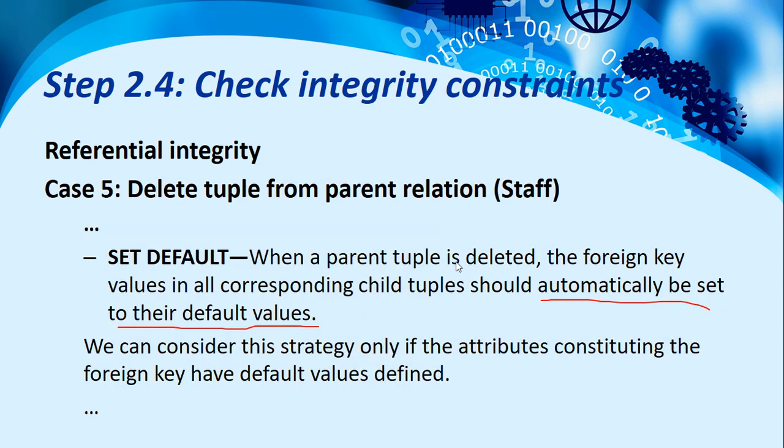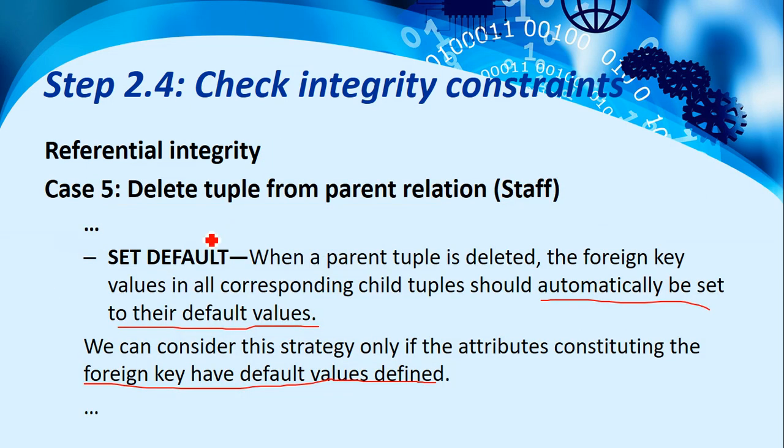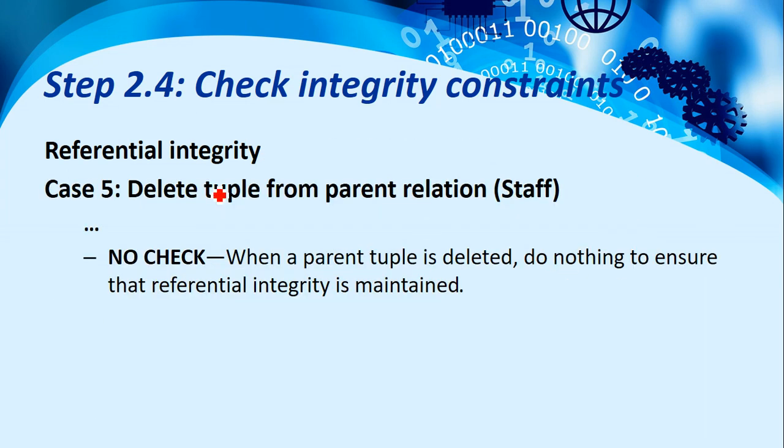And same, it has a condition. We can only consider this strategy if the foreign key has a default value. If your foreign key has a default value, then we can apply this strategy. But if there is none, then we can't. And then last is the no check. So when a parent tuple is deleted, do nothing to ensure that referential integrity is maintained.